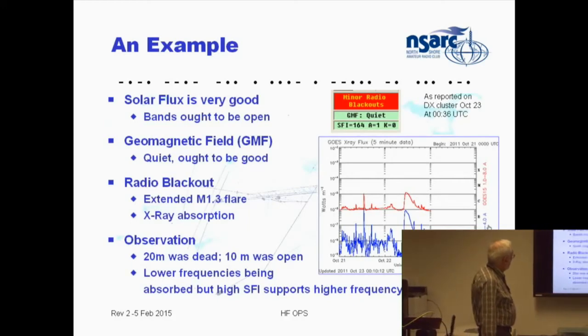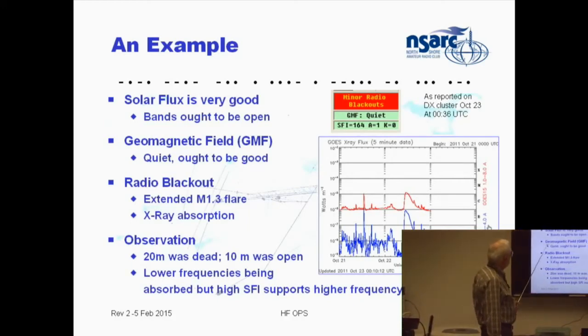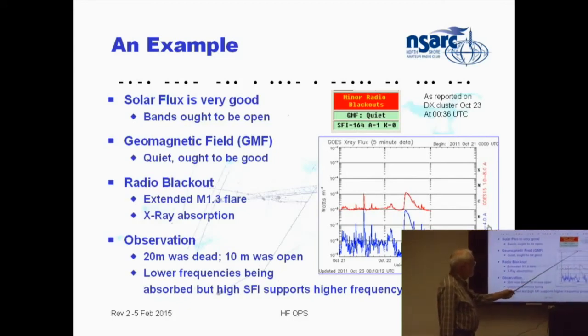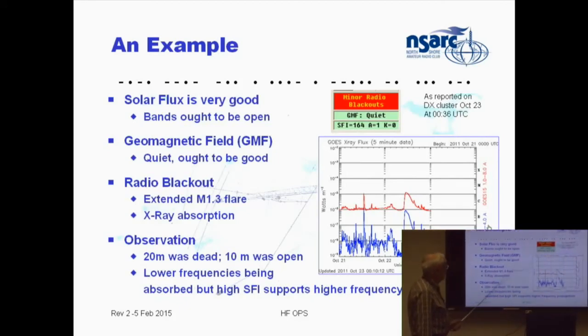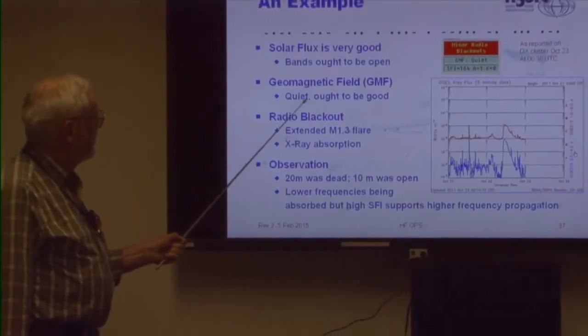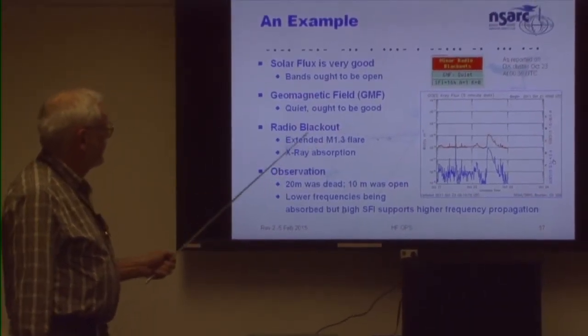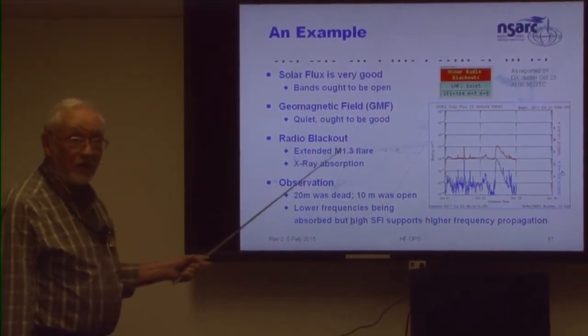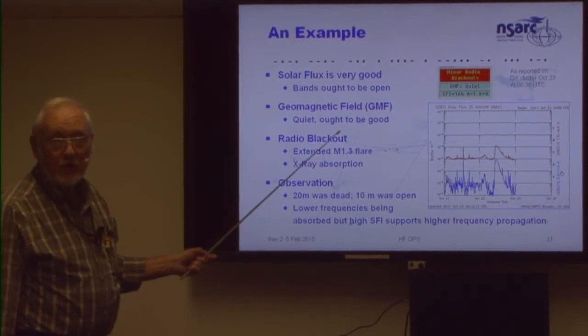So this was just an example. Solar flux is good, 164. A index is 1, pretty good. K index is 0, couldn't ask for much better, actually. Geomagnetic field would be quiet, says so. Radio blackouts, a minor warning, minor blackouts. There was an M-class flare, the X-rays came down, and there's some absorption.